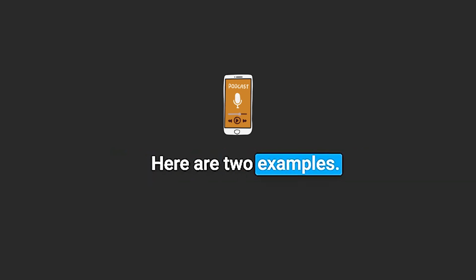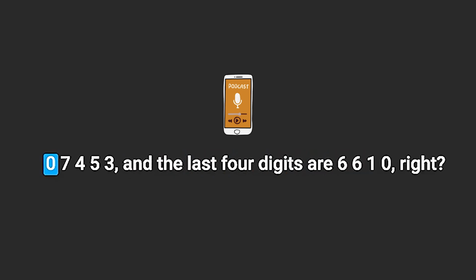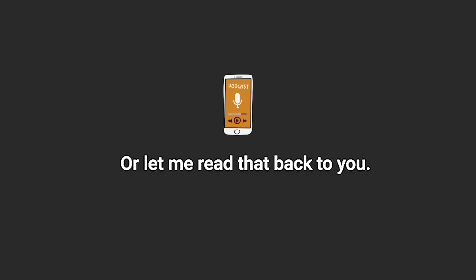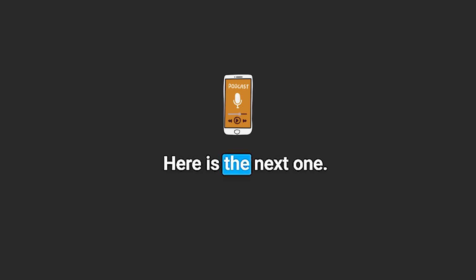Here are two examples. Let me read that back to you. 07453. And the last four digits are 6610, right? Or, let me read that back to you. Your address is 12 Green Hill Road, right? Here is the next one.